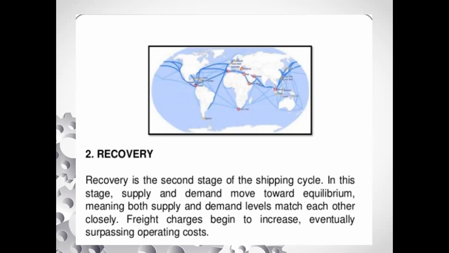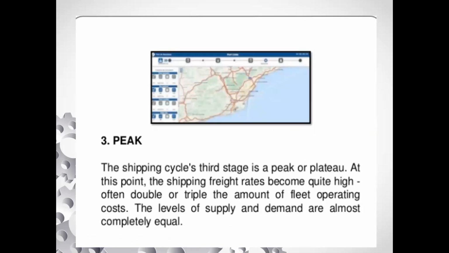And next is the peak stage. The third stage of the shipping cycle is the peak or plateau. We can say it is a plateau stage. At this point, the shipping freight rate becomes too high, often double or triple the amount of fleet operating cost. The levels of supply and demand are almost completely equal.